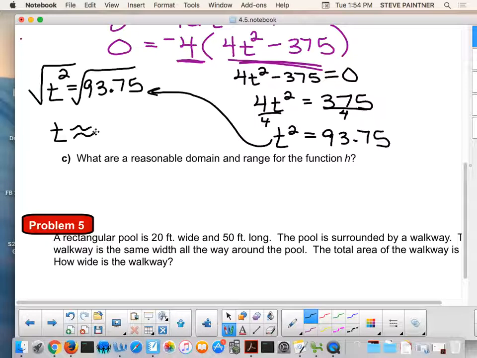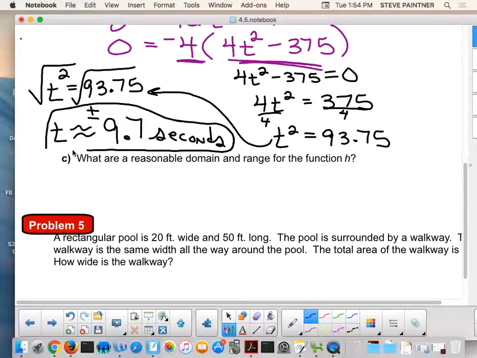How many seconds before it hits the ground? 9 something, right? 9.67. Can we just round it to 9.7? Sure. And remember, guys, there are 2 answers, 2 solutions. We haven't talked about it, but there are. Positive 9.7 times positive 9.7 and negative 9.7 times negative 9.7. We don't put the negative because there wouldn't be negative time. Which one doesn't even make sense? Negative. Throw it out. So the answer is 9.7 seconds. 9.7 seconds until the baseball hits the ground.